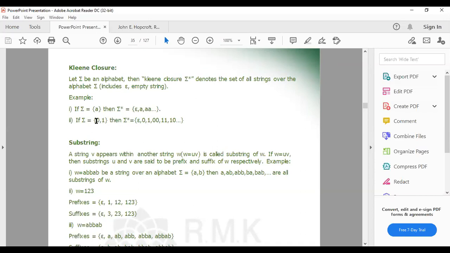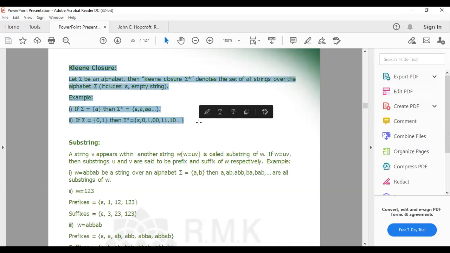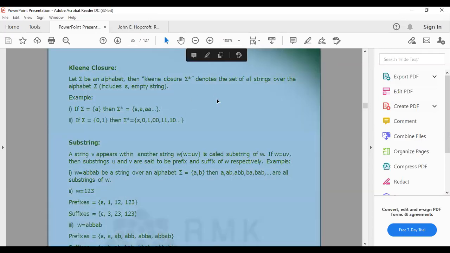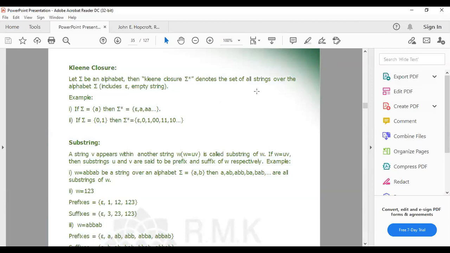We can say no condition is mentioned here. Kleene closure is nothing but the set of all possible strings over the alphabet. So I can say 0, 1, 0 0, 1 1, 0 0, etc. So this is the Kleene closure concept. This is the important one, please all of you make a note. What is meant by Kleene closure? Kleene closure denotes the set of all strings over the alphabet.